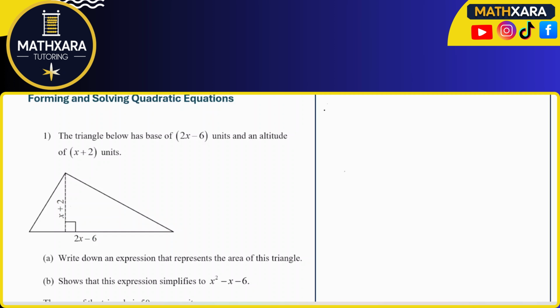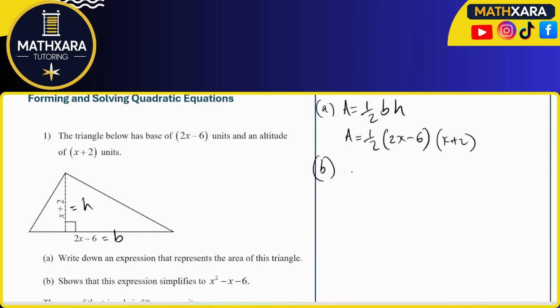Now, we know that the area of a triangle is 1/2 its base times its height. We could say our base is 2x minus 6, and the height would be x plus 2. Let's plug this in our formula. 1/2 the base, and let's use parentheses to show that we're actually multiplying, (2x minus 6), and the height is (x plus 2). And that's our answer for part A.